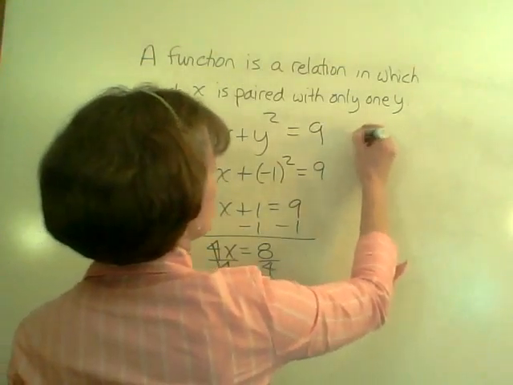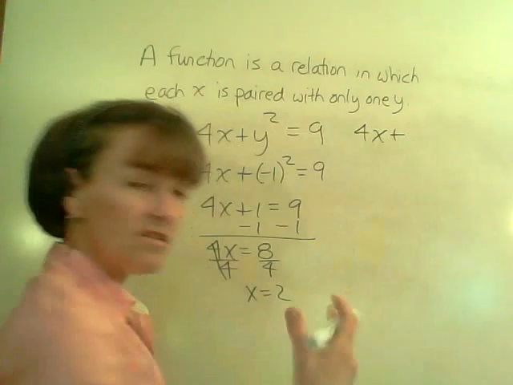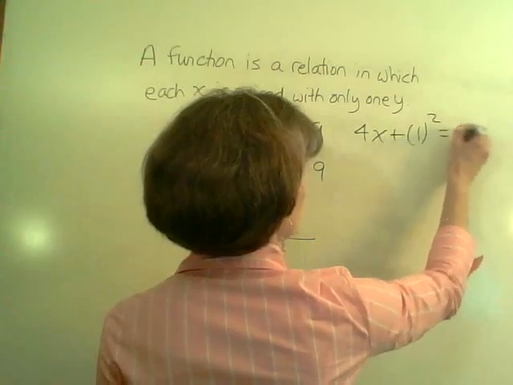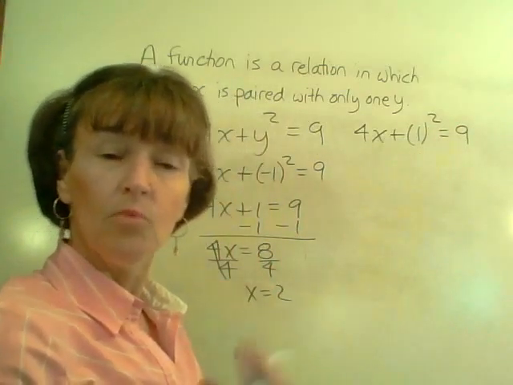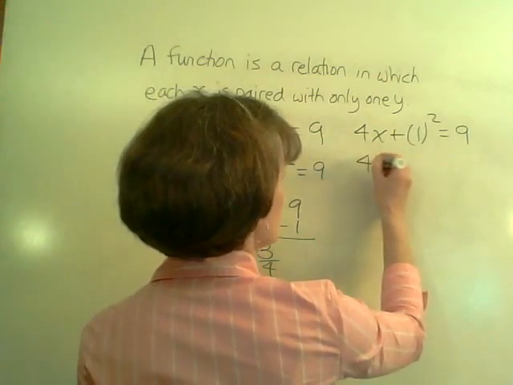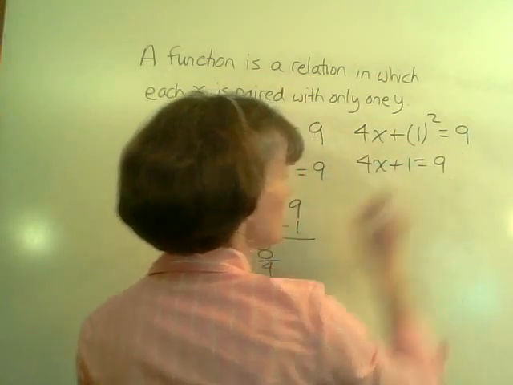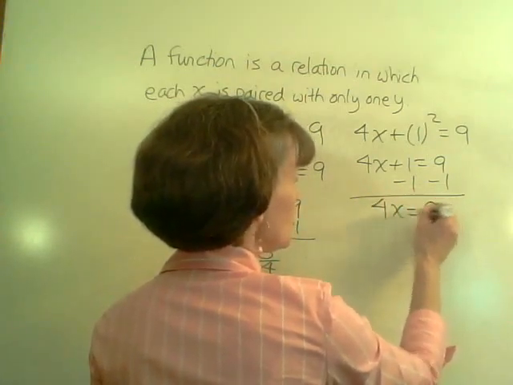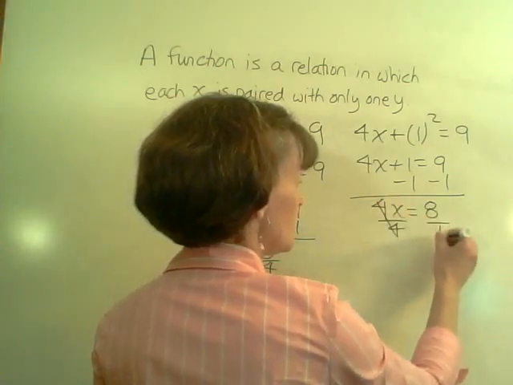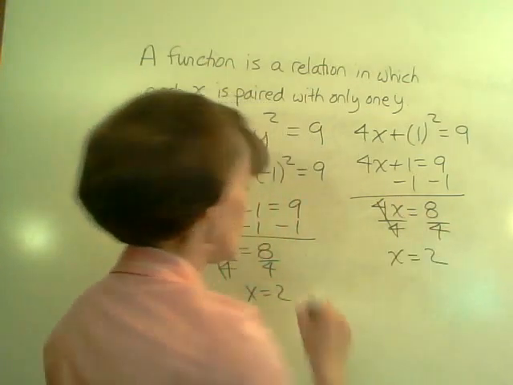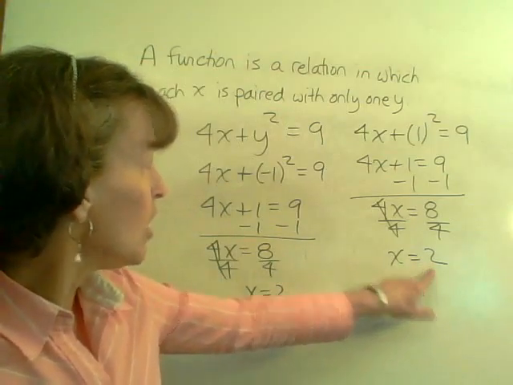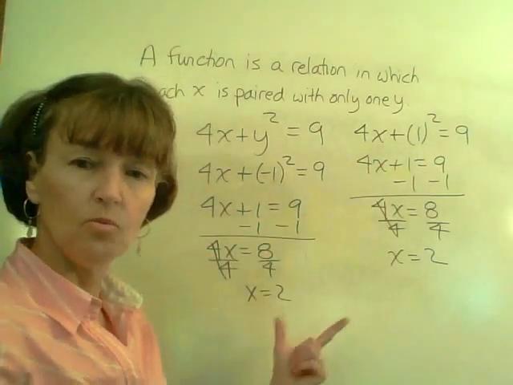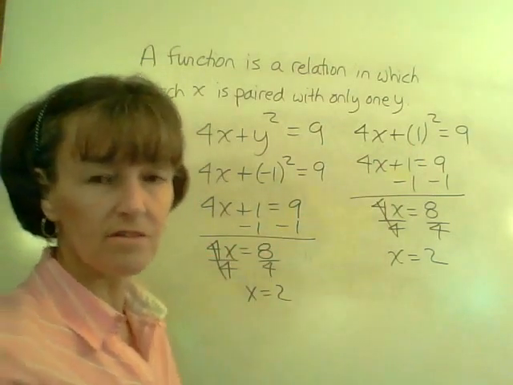All right, well, let's put a different number in for y. This time let's put positive 1 in for y and see what happens. Well, what is 1 squared? 1 squared is 1. So 4x + 1 = 9. When I subtract 1, then I get 4x = 8. Very quickly, you can see that you're going to get the same thing for x that you got over here. So when x is 2, y is either going to be -1 or positive 1. Since one x is paired with 2 different y's, this is not a function.